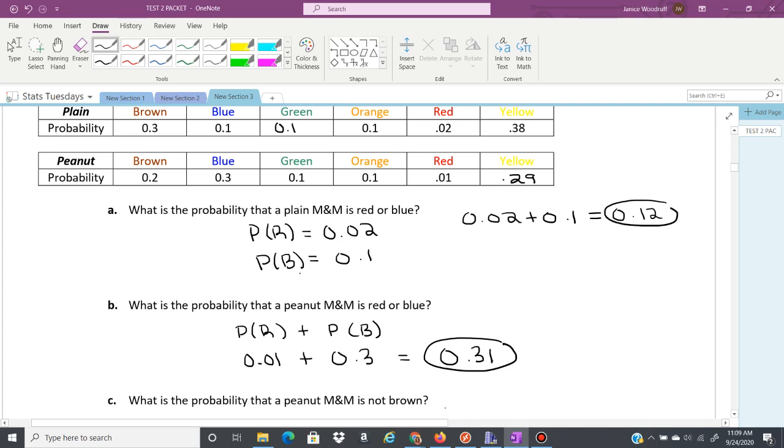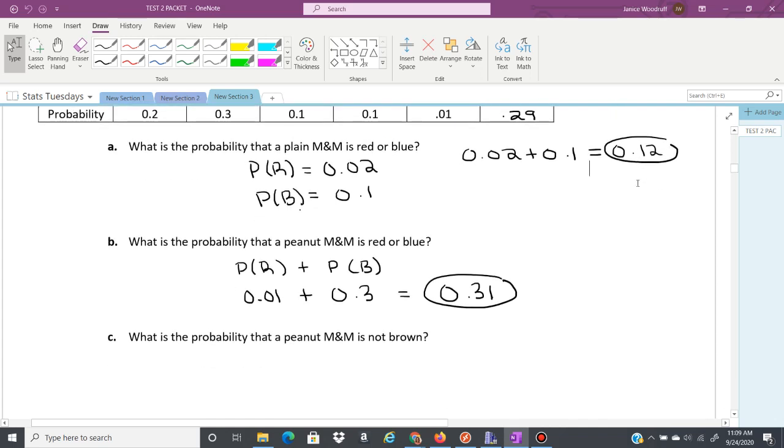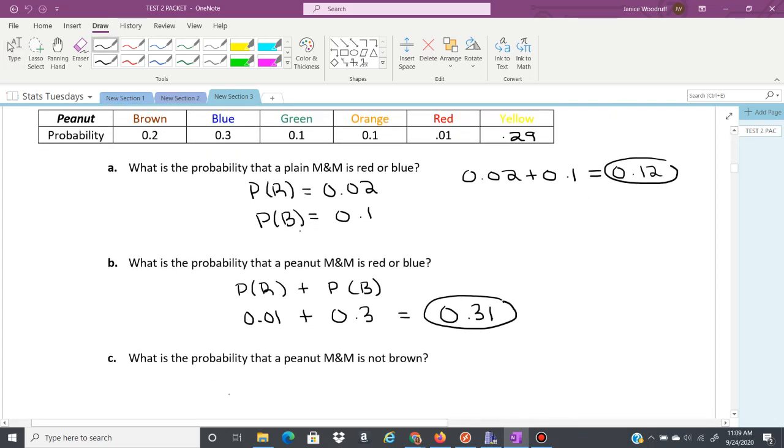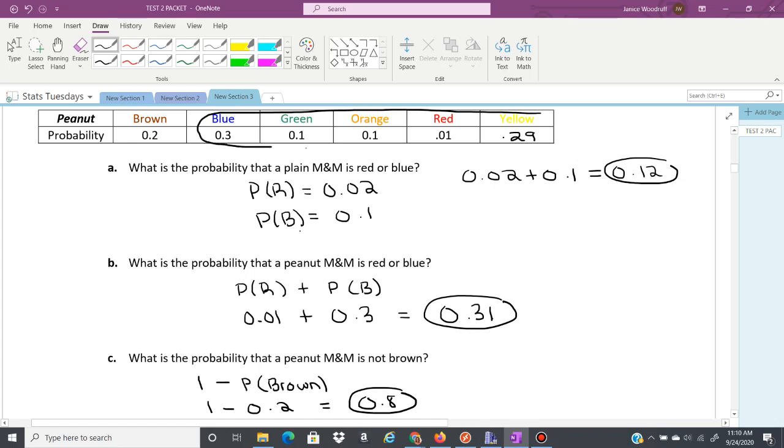And then see what is the probability that a peanut M&M is not brown. So you have two ways to do this. Since the sum of the probabilities is 1, what we can do here is 1 minus the probability of brown. Okay, and that would be 1 minus 0.2, which would give us 0.8. Or you can just take this chart here and add all of the ones that aren't brown. And that should give you a 0.8 as well. So you have two ways that you can go about doing that problem.